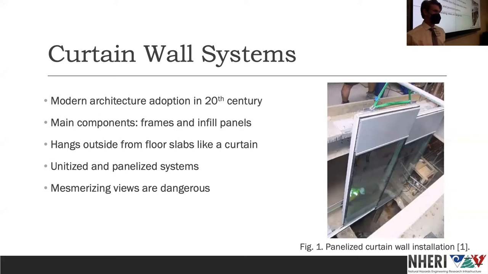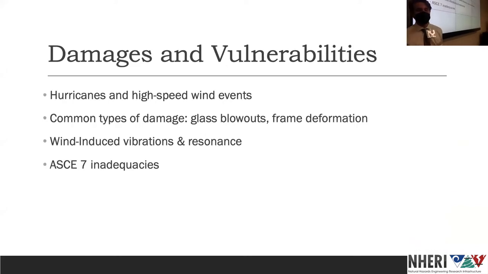Now, these places where they're installed, they have beautiful views, tend to also come with many natural hazards, which present a danger to the curtain walls. Now, the most obvious concerns being airborne debris and other external forces have been accounted for in most standards and codes. Yet, there are still many damages that occur. Some of the most common types of damage, like glass blowouts and frame deformation, are signs that there may be wind-induced vibrations on the curtain walls that cause a risk to them.